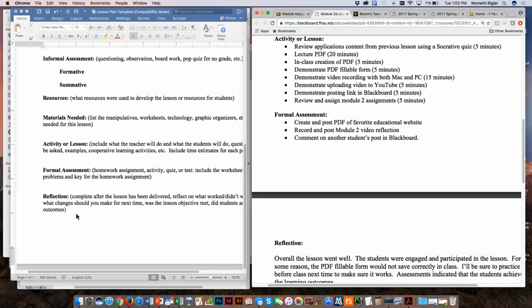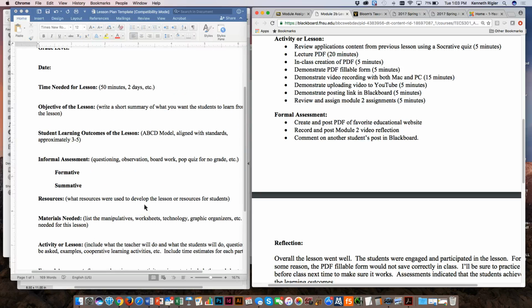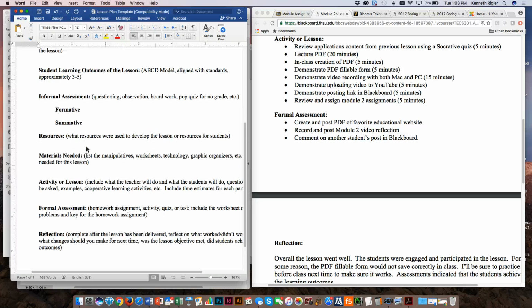One of the important parts of this reflection section is to look at the outcomes, meaning go back to the outcomes and say, okay, this is what I said students are going to be able to know and do. Did they actually do that? Were students actually able to do that? Or did I miss something and I need to pick up on it later?